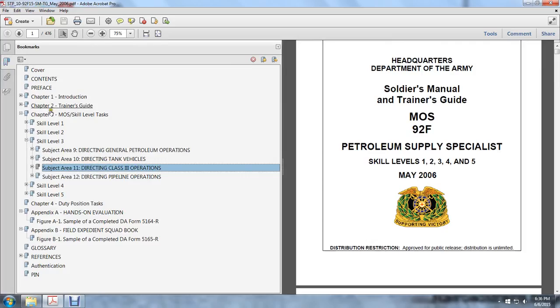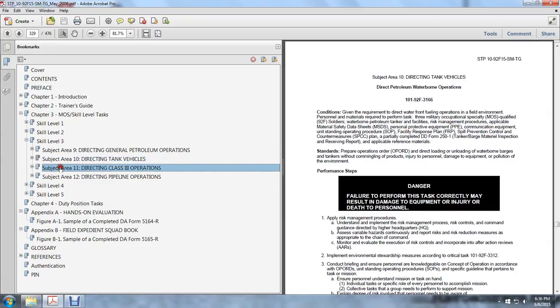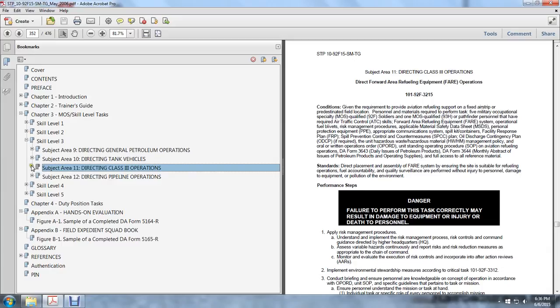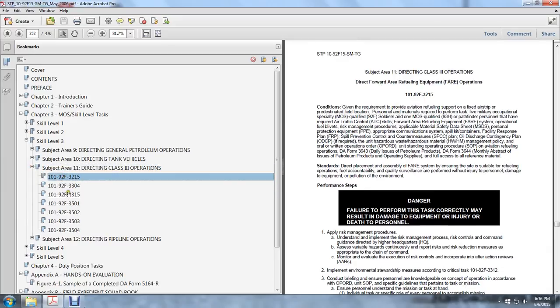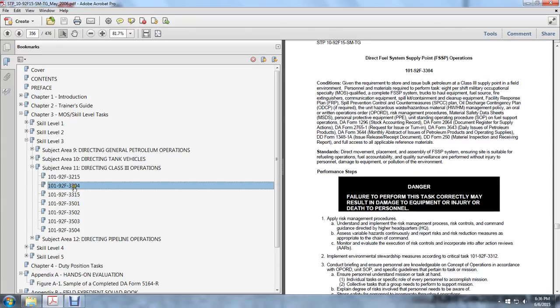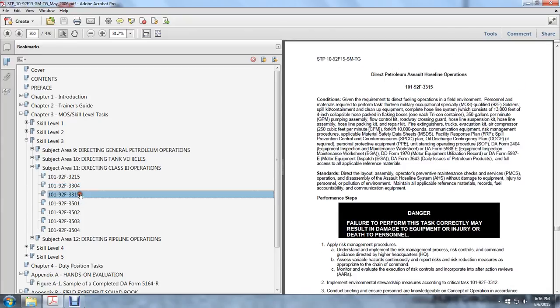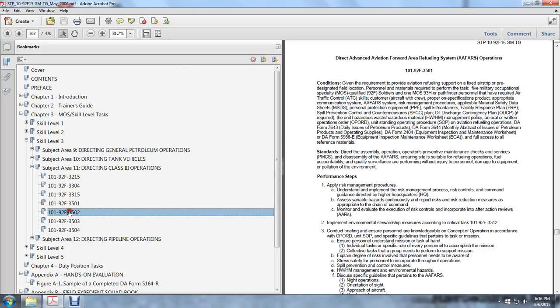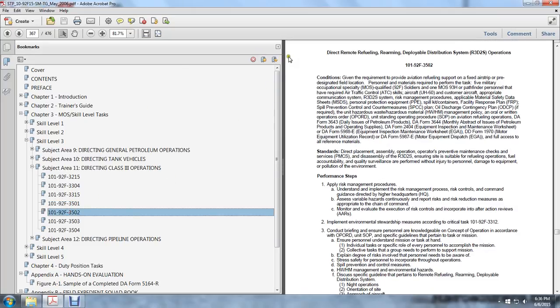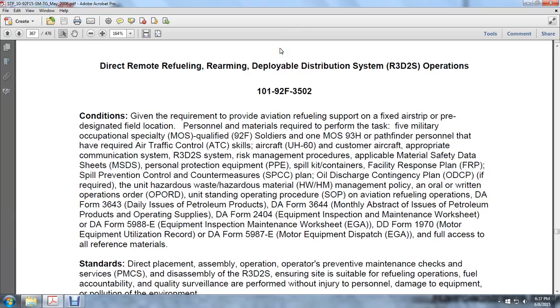We're on skill level 3, subject area 11. 101-92F-3502, direct remote refueling, rearming, deployment distribution system operations.